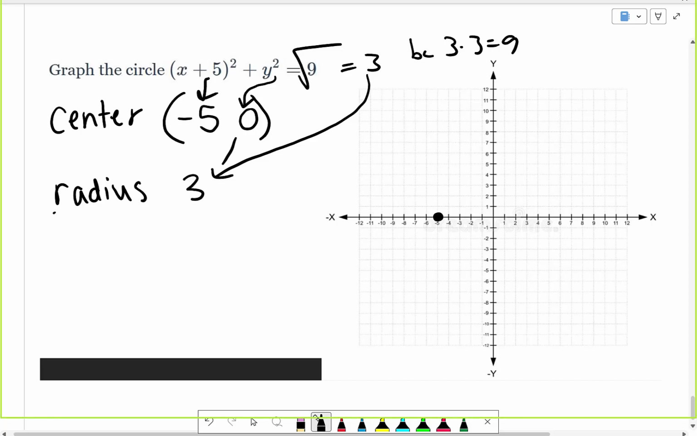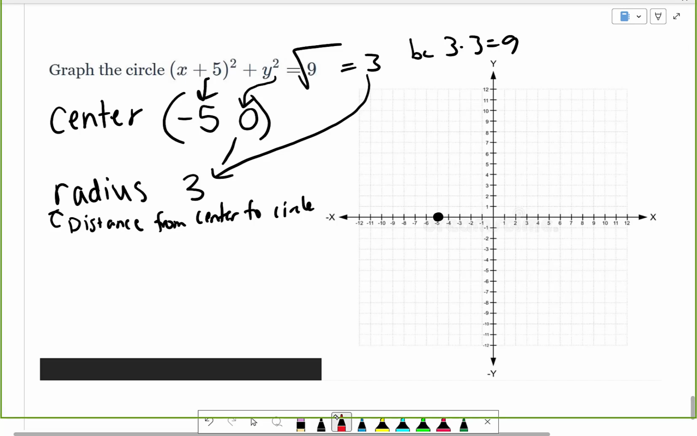And remember, what is radius? Radius is the distance from center to circle. So the best way to graph it is to draw 3 spaces in each direction. So we're going to go 1, 2, 3 to the right, 1, 2, 3 up, 1, 2, 3 to the left. Oop, let me do that again. And then 1, 2, 3 down.